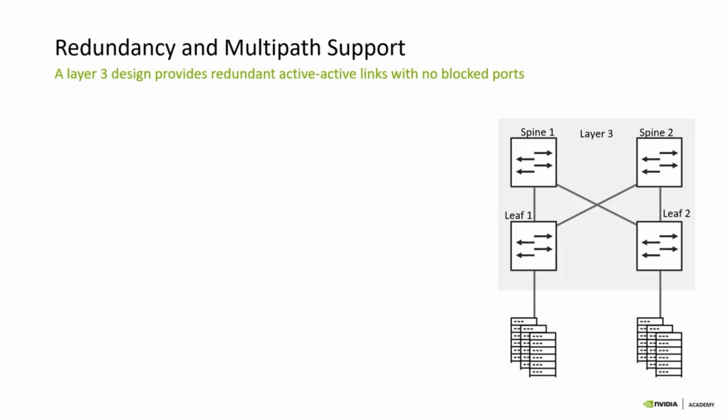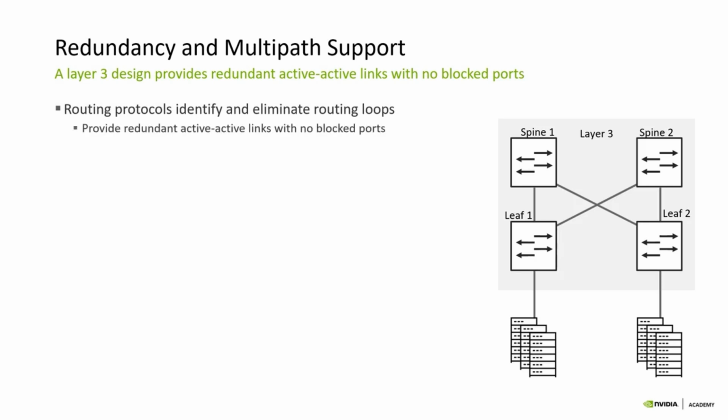Achieving load balancing and multipath support in a Layer 2 design is very difficult. It involves a combination of STP and MLAG settings that are hard to maintain in large networks. In a Layer 3 design, it's much easier since routing protocols have built-in mechanisms for identifying and eliminating routing loops. Thus, a Layer 3 design provides redundant active-active links with no blocked ports.